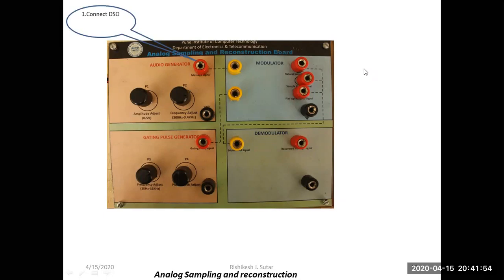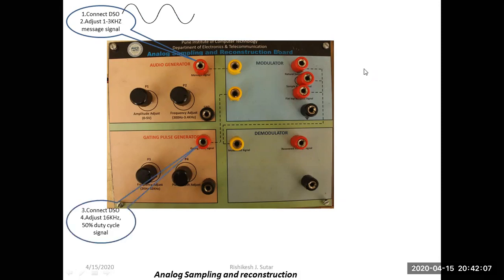First of all, we'll adjust message signal to 1 to 3 kHz frequency. As it is a sinusoidal signal, it will look like this. Next, I will adjust the sampling signal to the frequency 16 kHz and 50% duty cycle. The sampling signal will look like this.